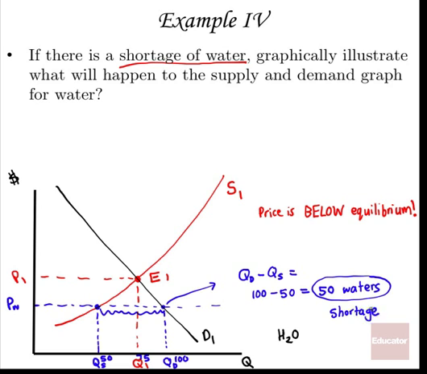Now, if the market is left to basically equilibrate back by itself, what's eventually going to happen is that you will move along back to the equilibrium. But the temporary situation would be there'd be a shortage, once again, of 50 bottles of water.